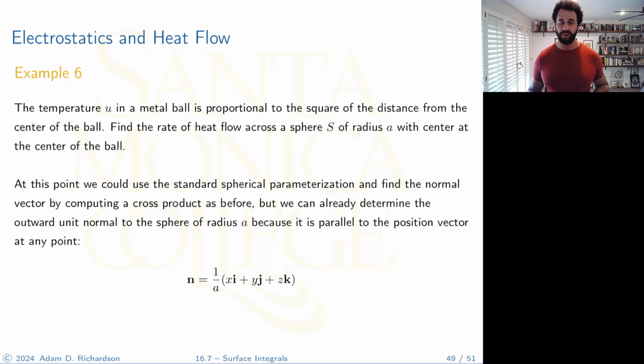Okay, now at this point, we could use the standard spherical parameterization and find the normal vector by computing a cross product as before and so on. But we already determined that the outward unit normal to the sphere of radius A is in the direction of the position vector. You just got to divide by the radius itself. So it's going to be 1 over A times the position vector for any point on the sphere. So we don't need to repeat that process. We can actually use our intuition in this case, even though we justified it earlier too, so it's not cheating in that sense.